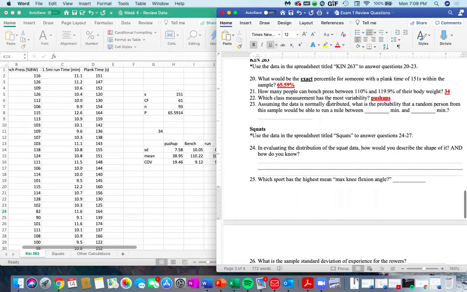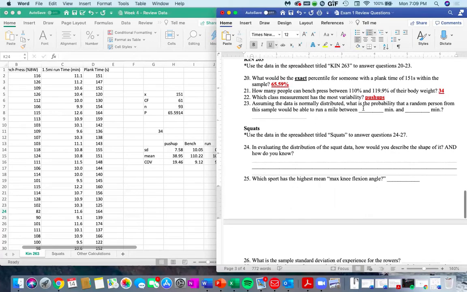Okay, and then assuming the data is normally distributed, what is the probability that a random person from this sample would be able to run a mile between something and something? So let's pick, I think the mile run times vary between 7.6 and 12.6. Somebody pick a value between 7.6 and 12.6. 8.5. Okay. Somebody now pick a value between 8.5 and another value that's less than 12.6. 10.4. Okay. I love the use of decimals.